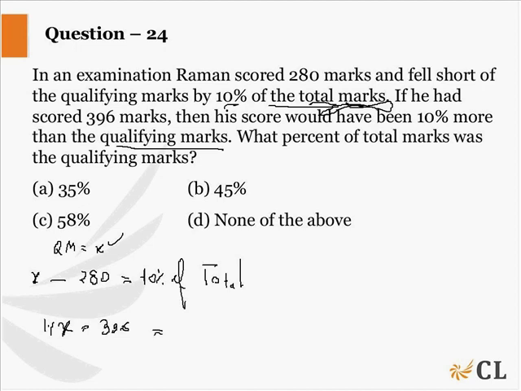If you solve it, this will give you X as 360, which is the qualifying marks. If you put it here, you will get total as 360 minus 280 is 80, so 10% of total is 80, that means total was 800, right? And the rest everything can be solved now. He's asking, what is the percentage of total marks for the qualifying marks? So in this one, this is the qualifying marks, this is the total marks, so the percentage can be calculated as 360 upon 800 into 100. That gives you your answer.